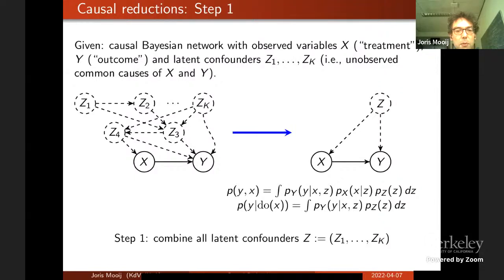In the first step, suppose we have this causal Bayesian network that I sketched here. It could have a very complicated latent structure, but all these z's are latent common causes of x and y, treatment and outcome. The first step is just to combine all these latent confounders z1 to zk into one combined confounder z that has all these as components. That's quite a boring step, but at least it gives you a cleaner picture on the right-hand side.